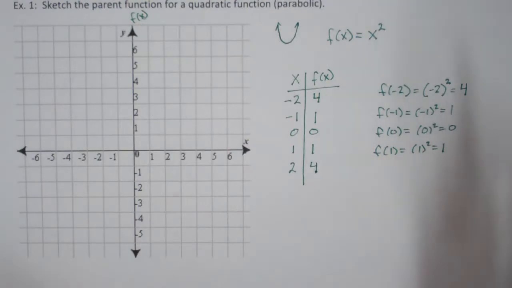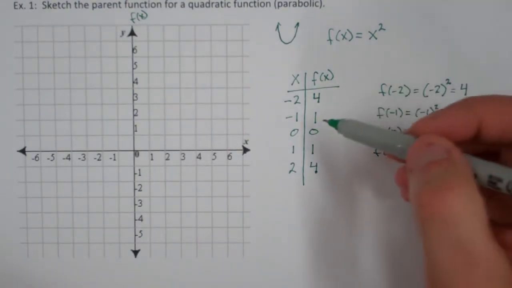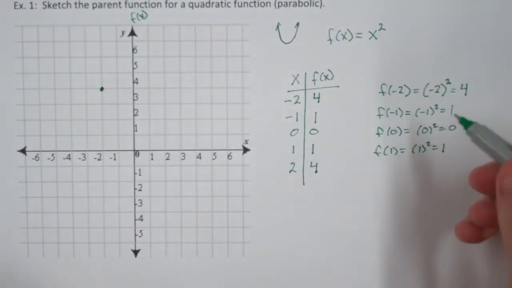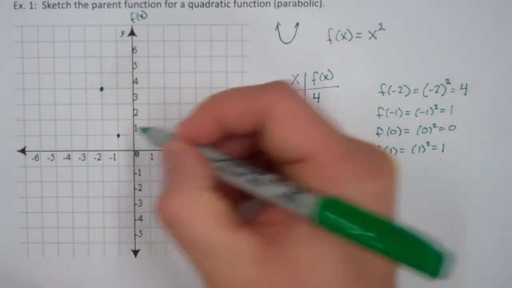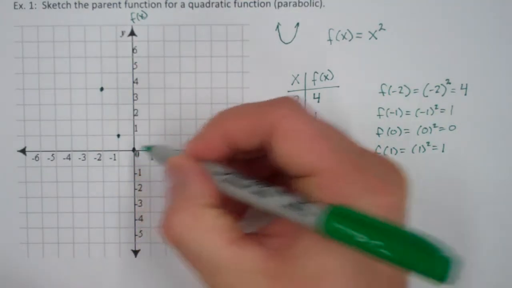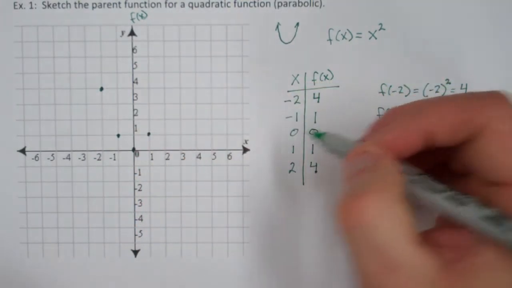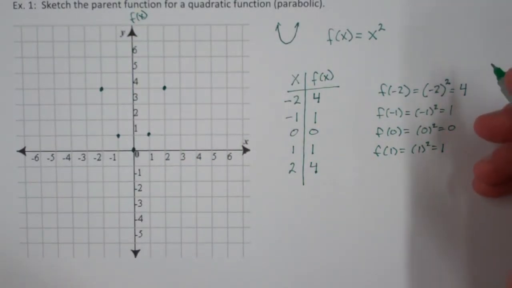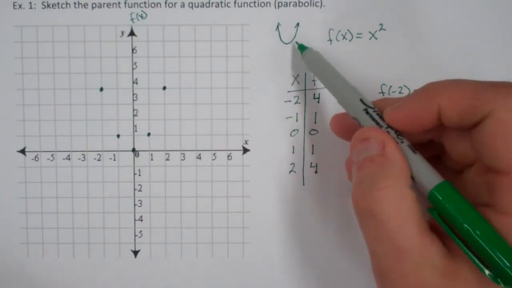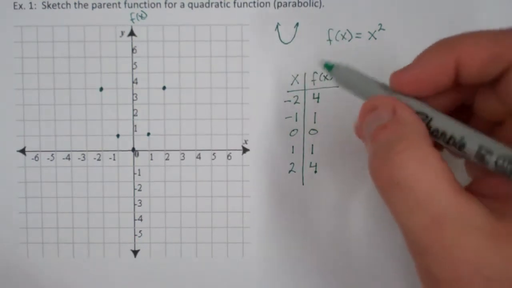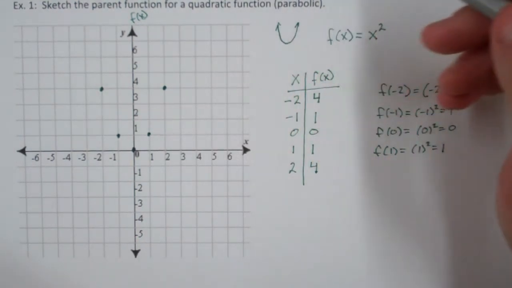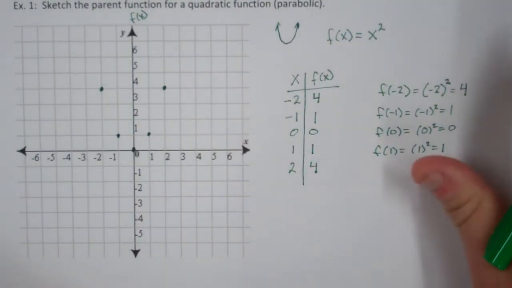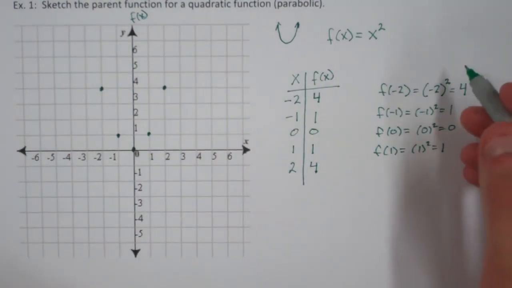Also, sketch means by hand. So let's plot these together. -2, 4. -2, 4 is right here. -1, 1. 0, 0. 1, 1. And 2, 4. And we now have that shape that we expect. Please note that this kind of has that U-shaped bottom. It's not a U really, because a U would have straight sides up and down eventually, but this does not. The right side continues to grow, and the left side continues to grow to the left.